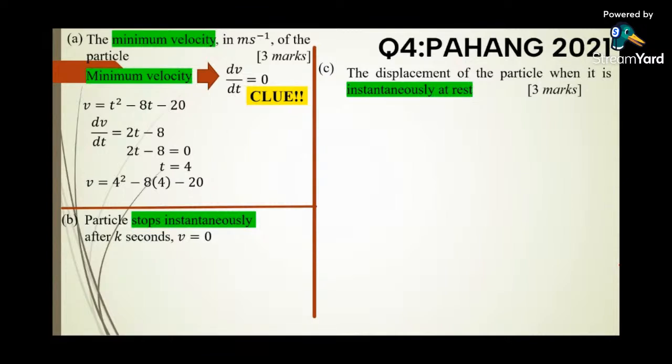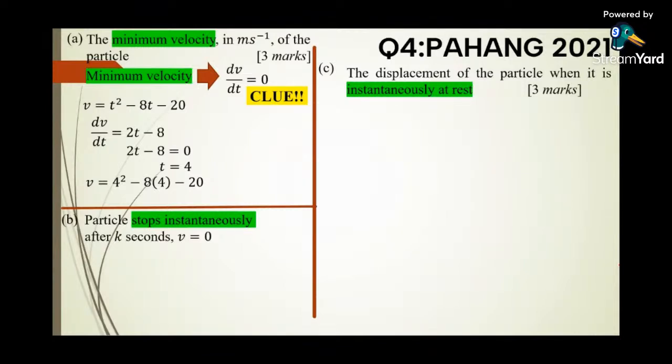B pun kita dah jumpa. Stop instantaneously. Cuma kita tak tahu what is the time. K second tu. Okay, so kita pun tengok. Okay, markah before that, markah for A. Saya rasa by now awak dah tahu dah markah kat mana. Okay. And then kita ada satu lagi ialah is for the answer. Okay, settle A. Now let's go to B.